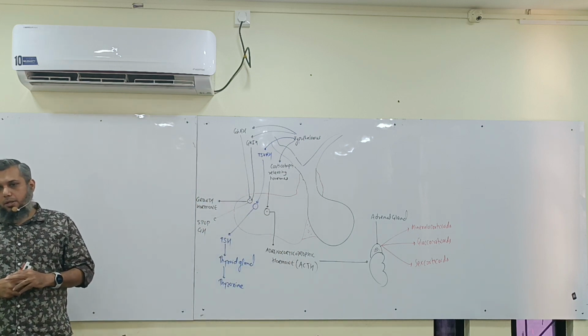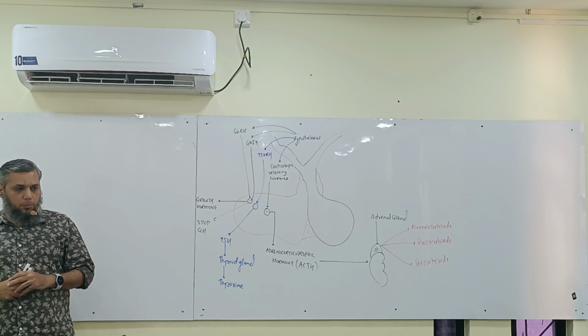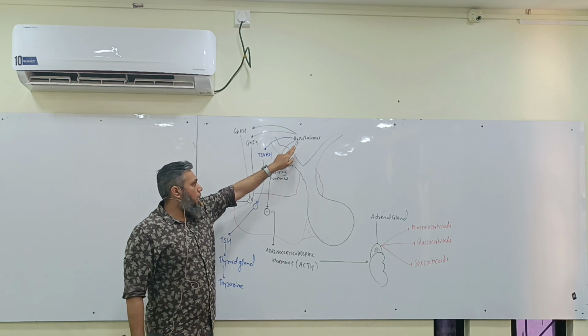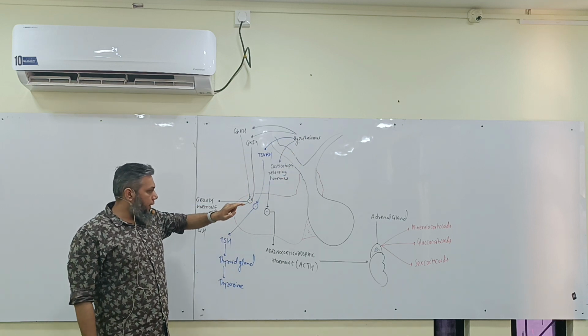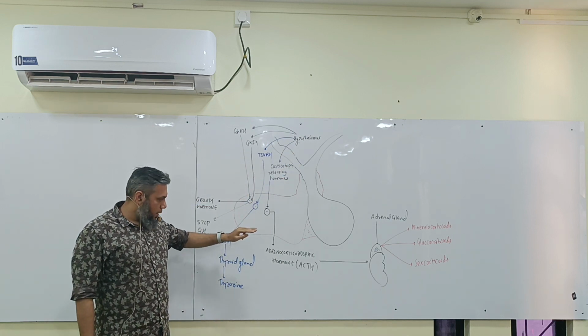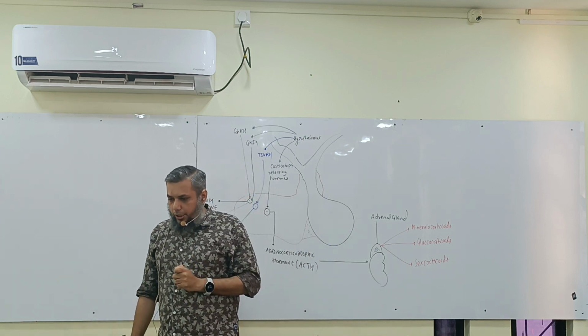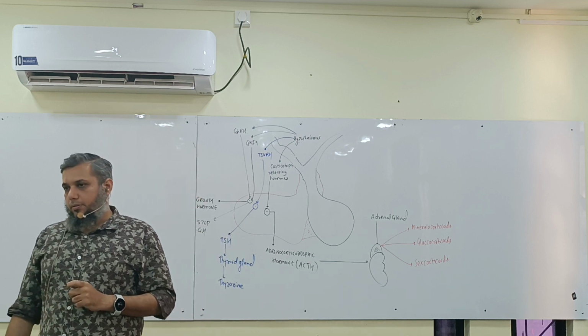So once again we have spoken about three glands. One is hypothalamus, the second one is anterior pituitary, and the third one is adrenal gland. Which part of the adrenal gland? Medulla or the cortex? Cortex part.